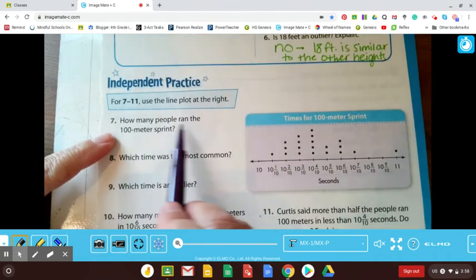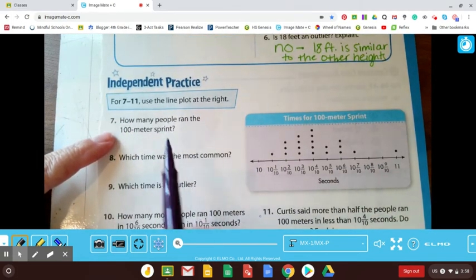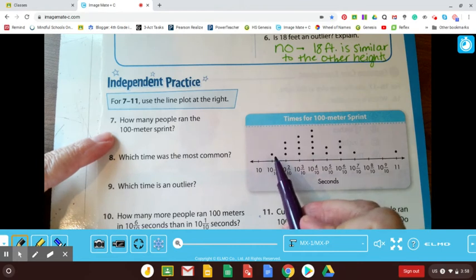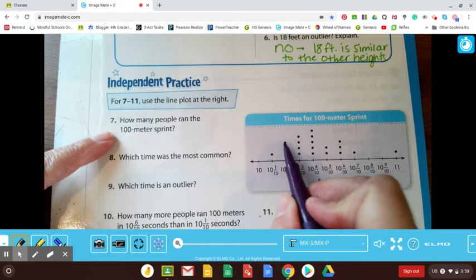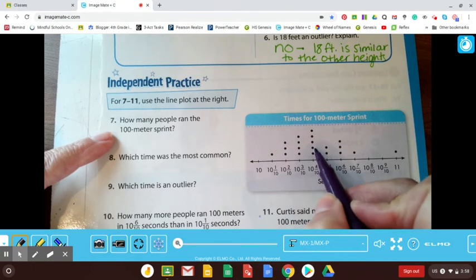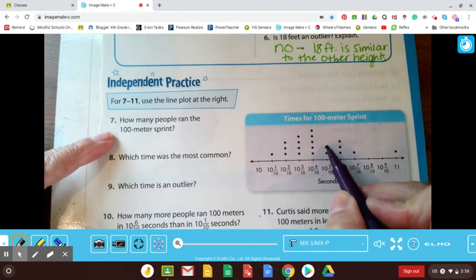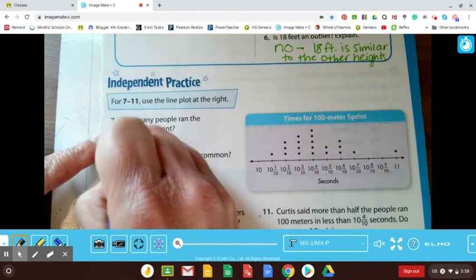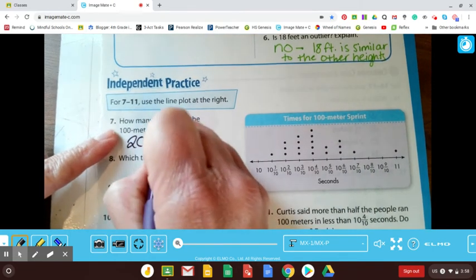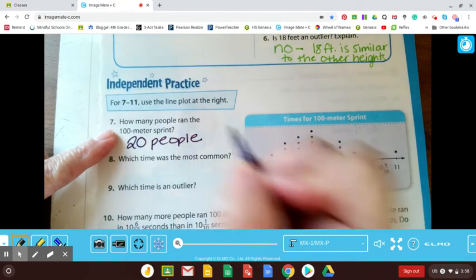So, how many people ran the 100-meter sprint? Well, to count the number of people, I would simply count the dots. 1, 2, 3, 4, 5, 6, 7, 8, 9, 10, 11, 12, 13, 14, 15, 16, 17, 18, 19, 20. So, my answer would be 20 people.